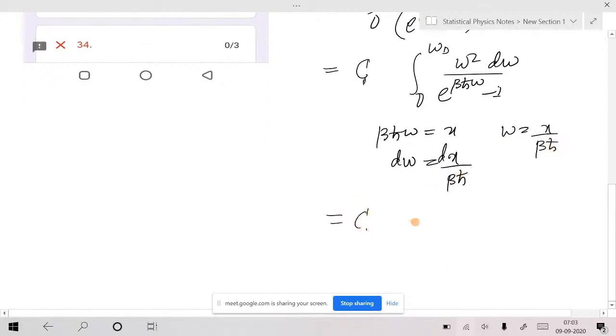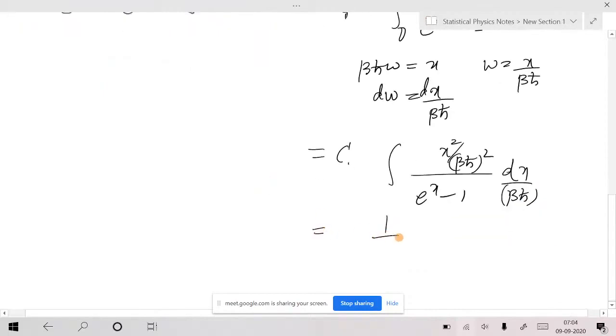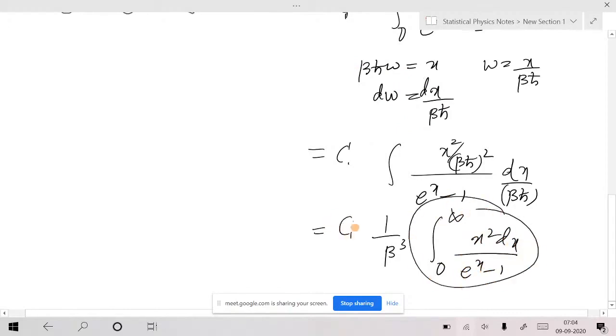When you substitute, what will happen is omega square, x square by beta h bar the whole square, whole divided by e power x minus 1. The d omega is dx by beta h bar, so what came outside was 1 by beta cube. Am I right? Into some integral. Again, you can approximate that integral to be 0 to infinity, that is x square dx divided by e power x minus 1. This is some constant value. Don't worry about that one. Again, grab all the other constants.